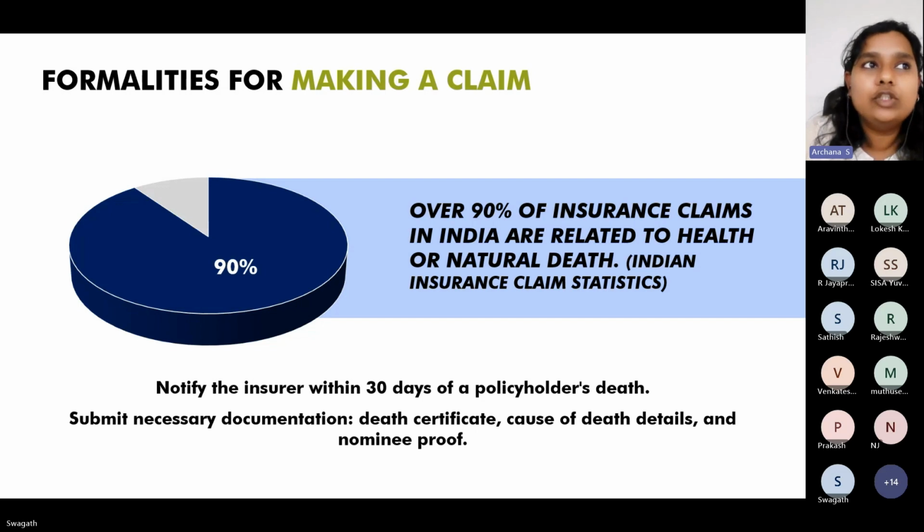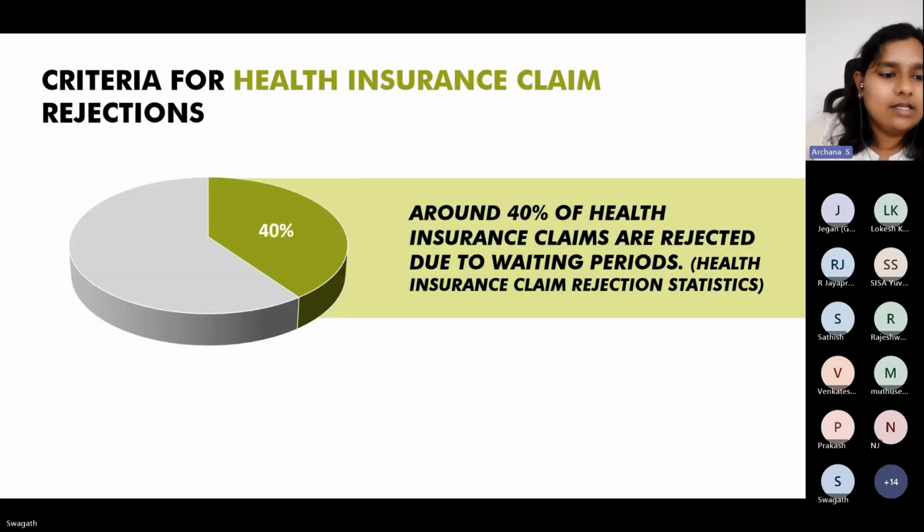If we are able to provide these documents, your claim cannot get rejected by the insurance company. So we need to ensure all these three things: the death certificate, the cause of death, and your nominee proof. These three need to be provided to make a claim. So far we have seen life insurance. Now we are moving into health insurance claim rejection.